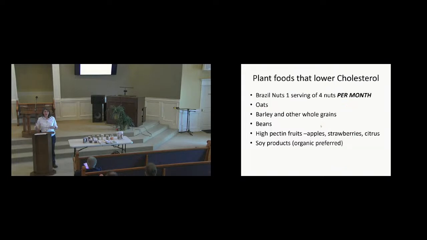Now there are people that are allergic to Brazil nuts. If you're one of those, don't eat them. Find something else. There are other things on these lists that lower cholesterol. Oats are really good, and the less processed things are, the better. Like I was talking about last time, oat groats are considered an intact grain or a resistant starch. They actually make your gut really happy.